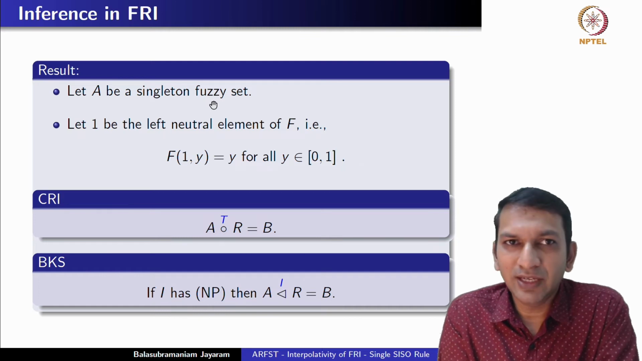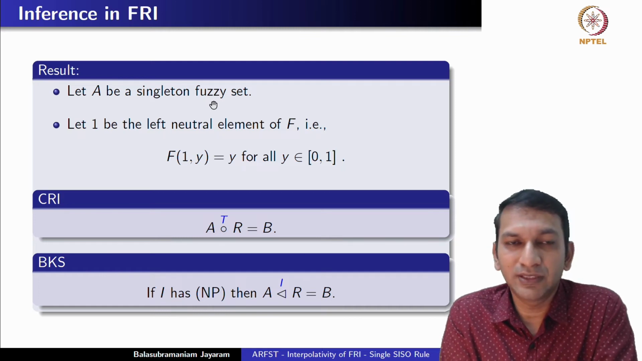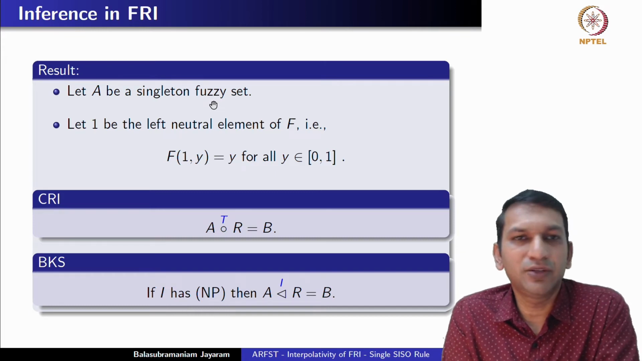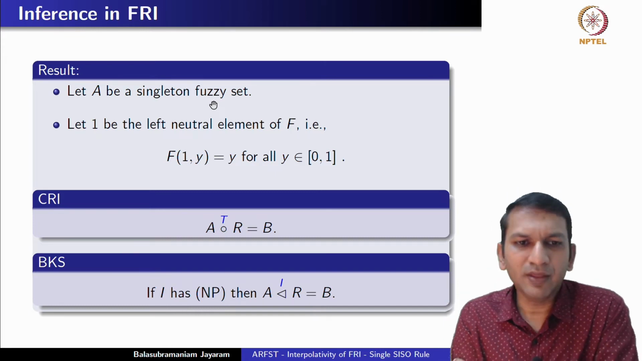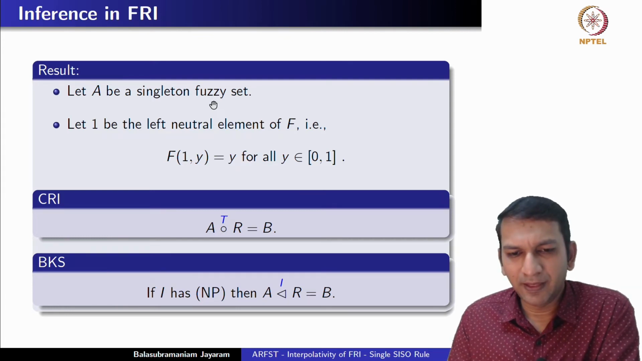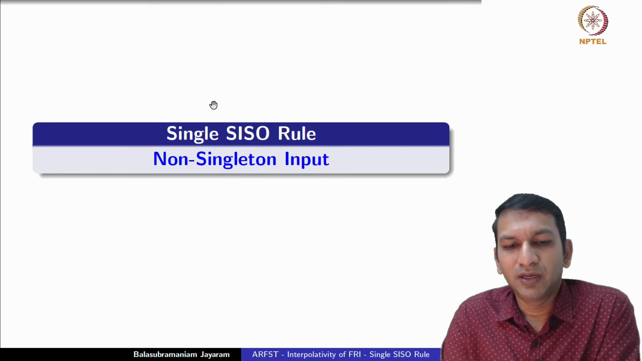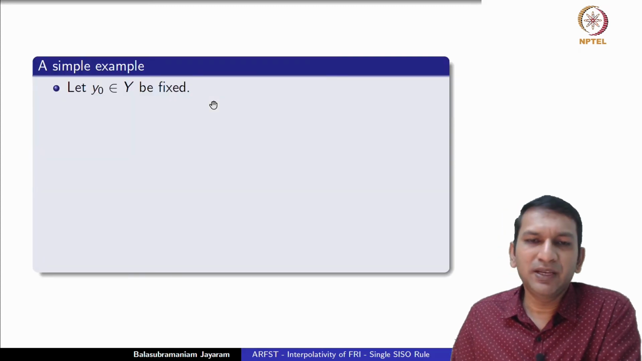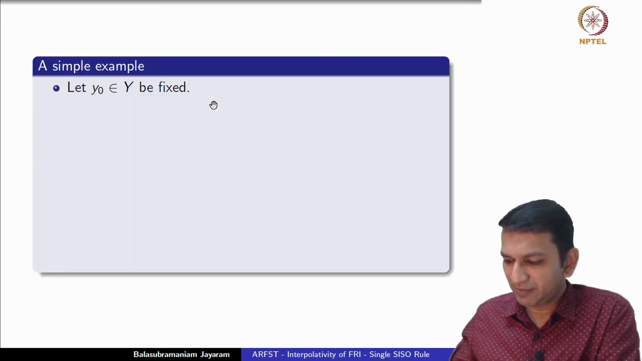That means if we give A dash as A, the singleton fuzzy set which is the antecedent, then we obtain B. B could be any fuzzy set, not necessarily singleton. Okay, so this is the case with a singleton fuzzy set. Let us consider the case where we have a non-singleton input. Towards helping us in this, let's look at a simple example.